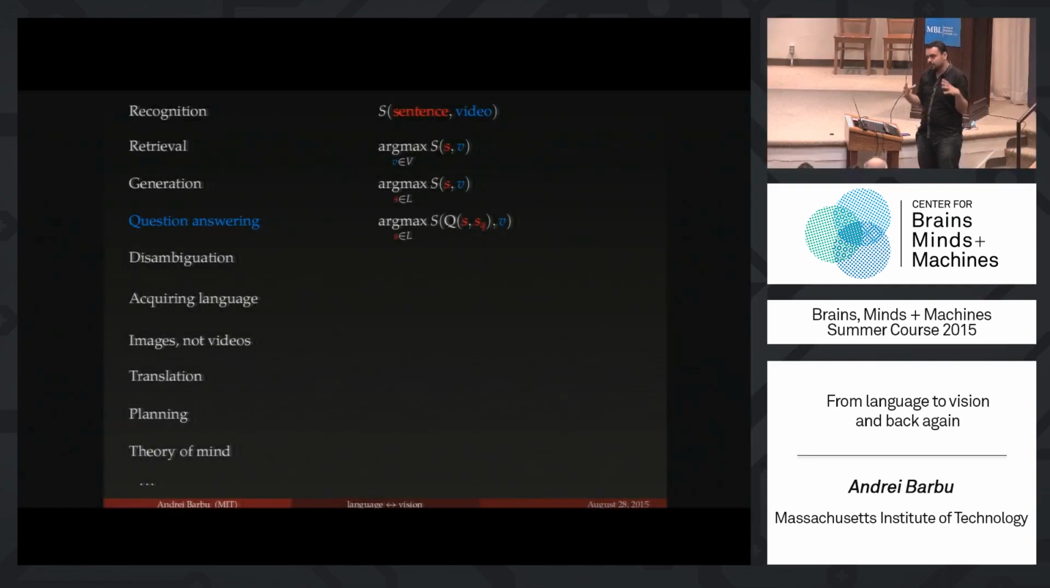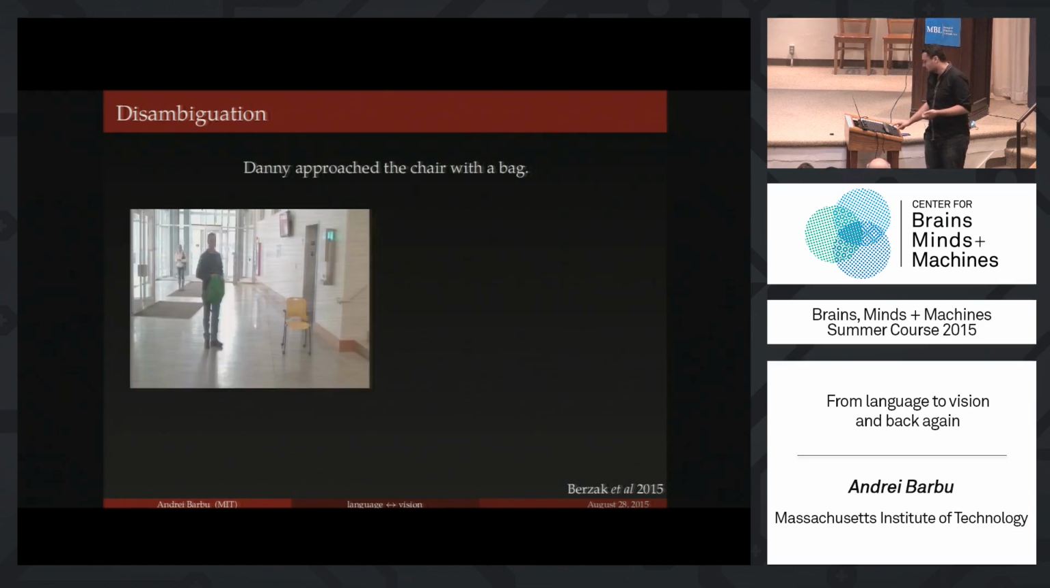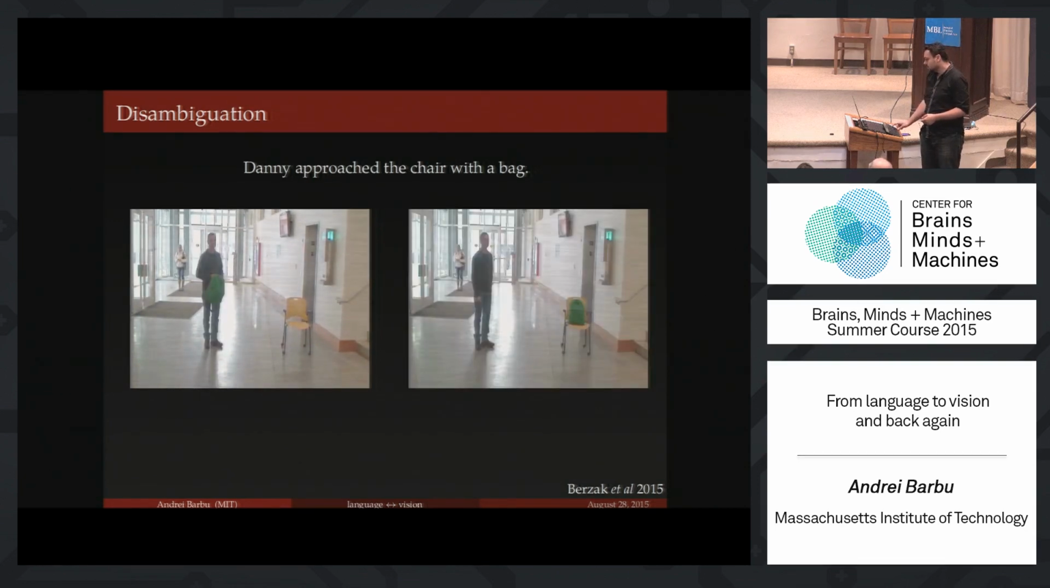We built one recognition approach, and we did retrieval, generation, and question answering with it. We can also do disambiguation with it. In disambiguation, we take a sentence like, Danny approached the chair with a bag. And you can imagine that this sentence could mean multiple things. It could mean Danny was actually carrying a bag and approaching a chair. Or it could mean there was a bag on a chair, and Danny was approaching it. And there's the question of how do you decide which interpretation for the sentence corresponds to which video?